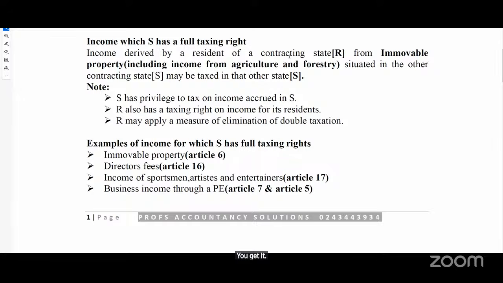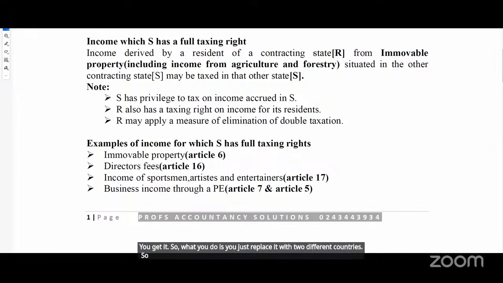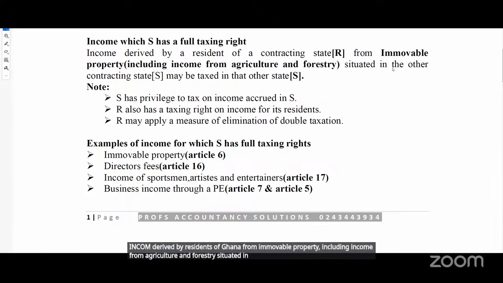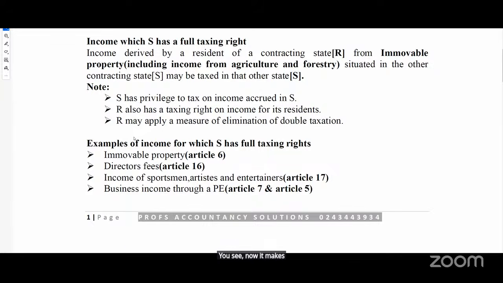So what you do is you just replace it with two different countries. I'm a Ghanaian, so I'll replace R with Ghana and replace S with another state, let's say Italy. So income derived by residents of Ghana from immovable property, including income from agriculture and forestry, situated in Italy, may be taxed in Italy. You see, now it makes more sense. That's how we read DTAs.